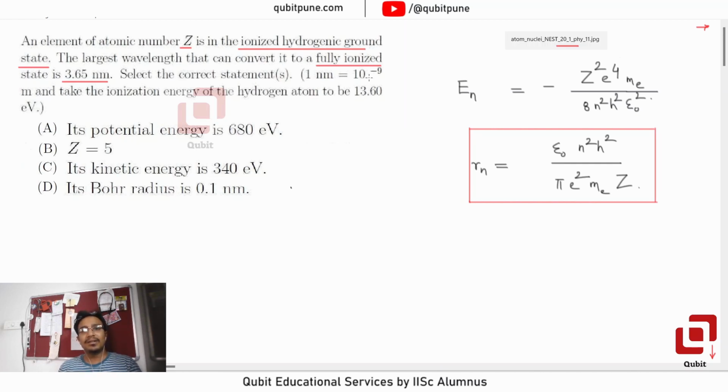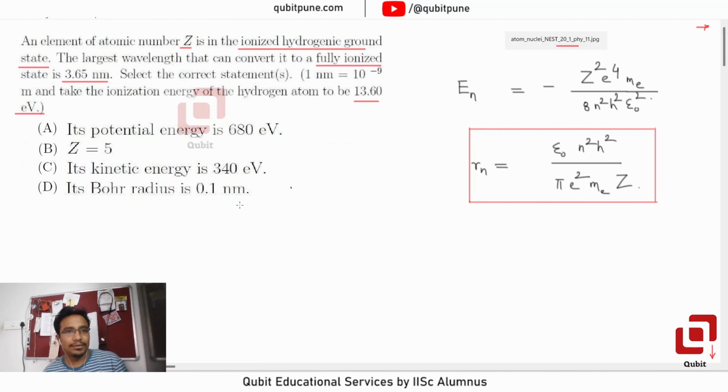1 nanometer is 10 raised to negative 9 meter, and take the ionization energy of the hydrogen atom to be 13.60 electron volts. Okay, and the options are: its potential energy is 680 electron volts, atomic number is 5, its kinetic energy is 340 electron volts, its Bohr radius is 0.1 nanometers.